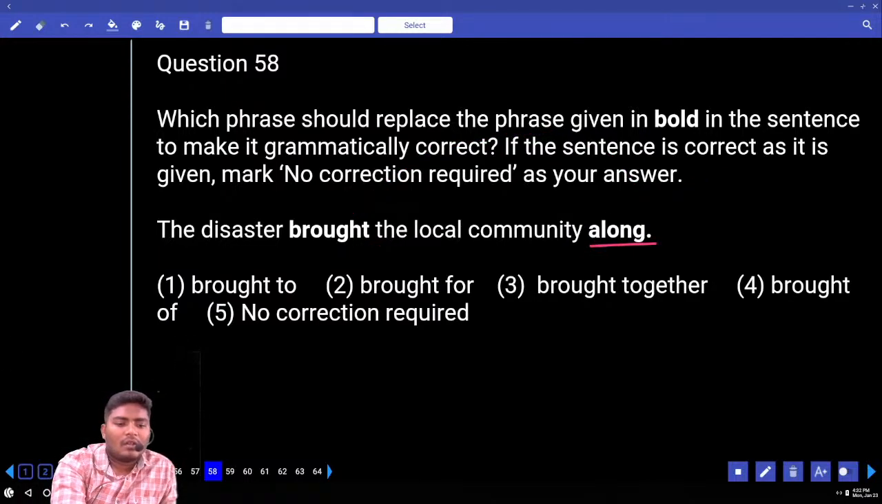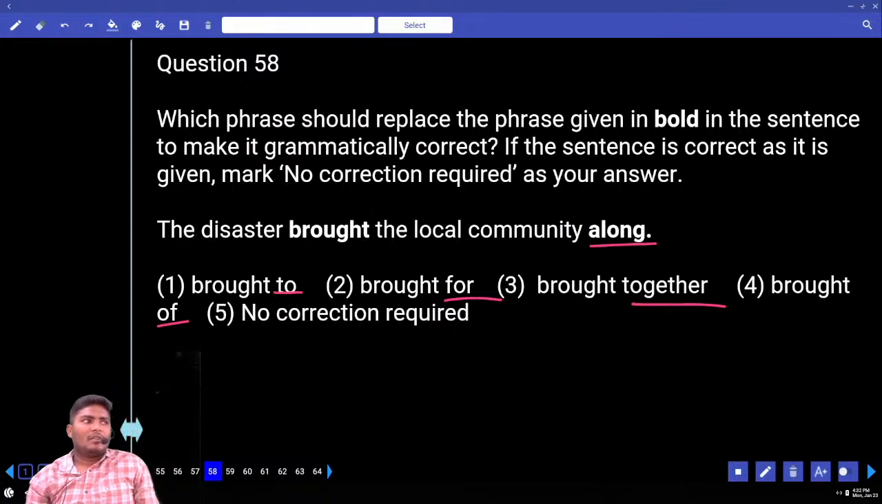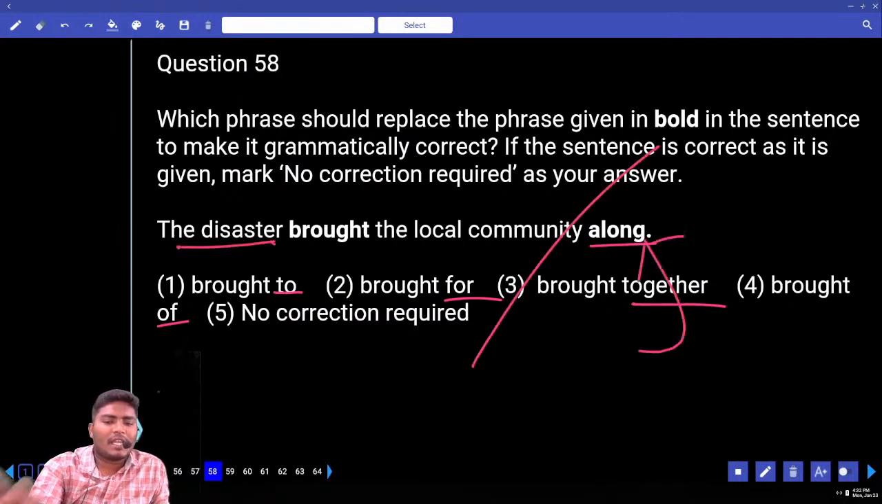Remember, we have other options here. Brought to, brought for, brought together, brought off. Tell me your answer. There was some disaster. After the disaster, everybody got united. Since then, they started to come together. Now, what is the meaning? They brought together. Because of disasters, everybody came together.